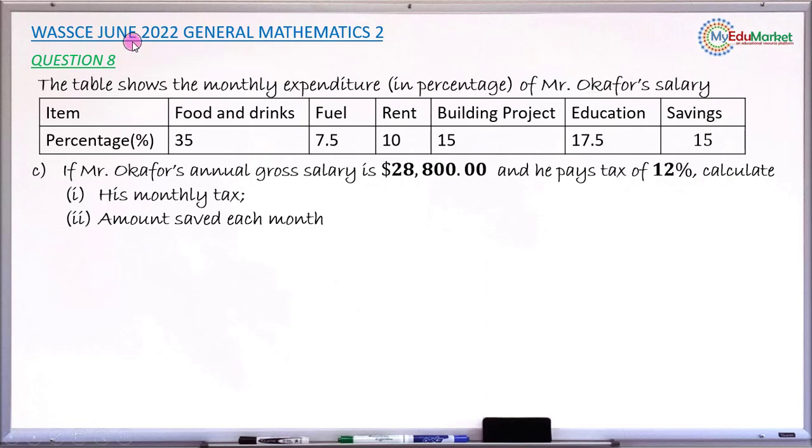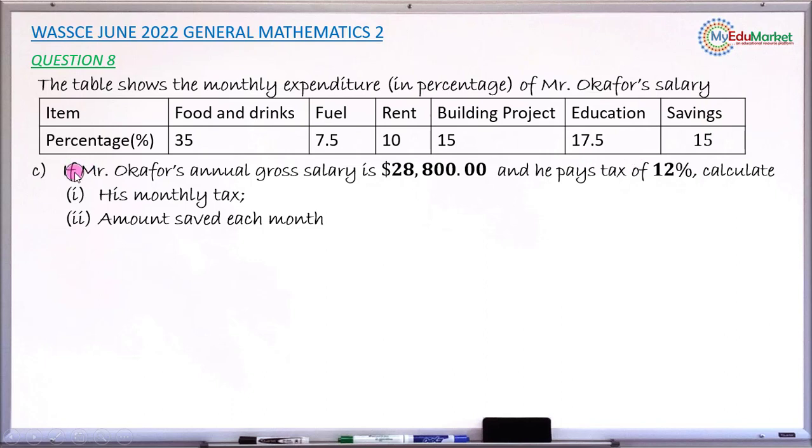This is WAEC June 2022 General Mathematics Paper 2. We are answering question number 8C, and the question says the table shows the monthly expenditure in percentage of Mr. Okapor's salary. So this is the monthly expenditure: food and drinks 35%, fuel 7.5%, rent 10%, building 15%, up to the last one, saving 15%.